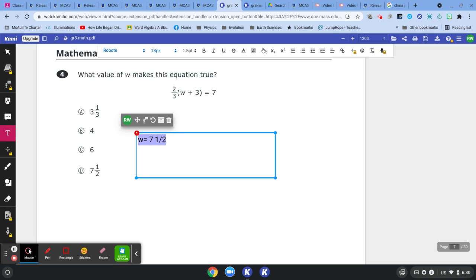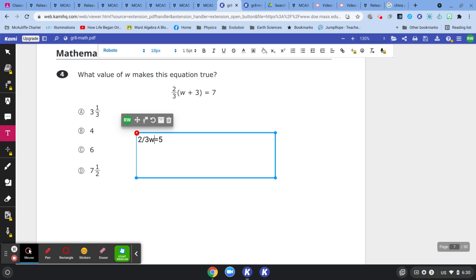Another way to deal with it is this. 2/3 times W plus 3 equals 7. I could just distribute the 2/3 times the W and the 2/3 times the 3. And 2/3 of 3 is just 2, and so now I've got 2/3 W plus 2. Subtract 2 from both sides, and that becomes 5. This becomes just 2/3 W.